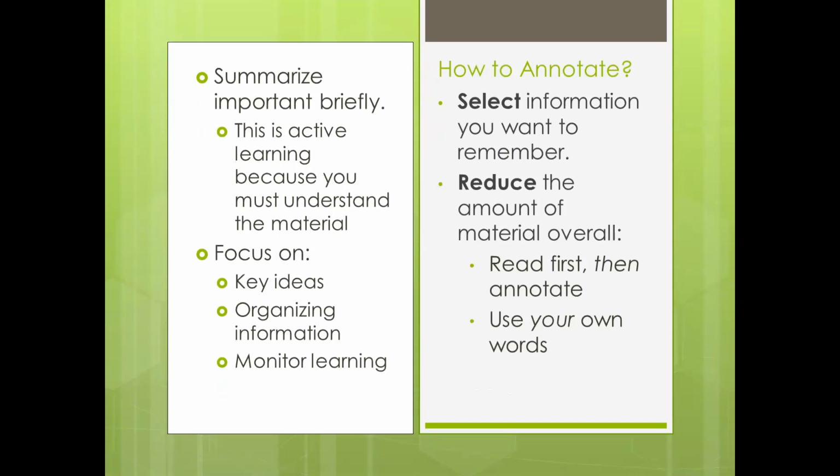Well, you should summarize important material briefly. That encourages your active learning tendencies, because to summarize, you have to read first. So try to focus on your key ideas and organizing your information. Select what you want to remember and try to reduce the amount of overall material that you absorb within a given chapter. One of the best ways to actively learn is to summarize or use your own words to restate the new information that you come across.